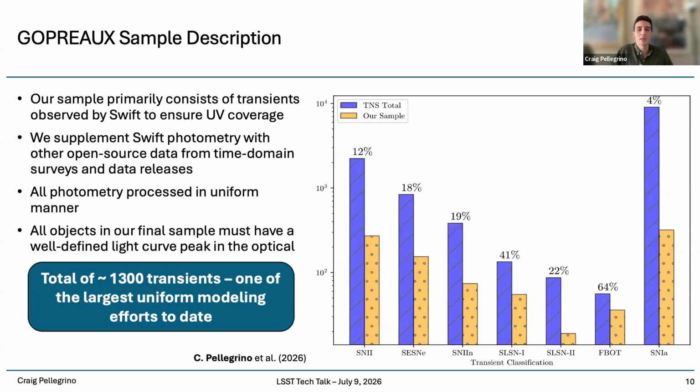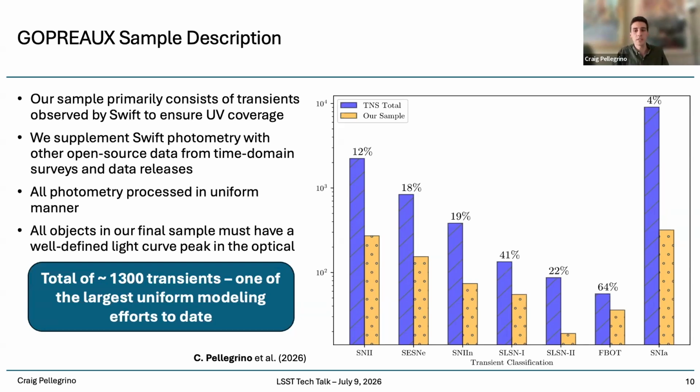So our sample is primarily driven by objects that have been observed by the Swift Observatory. And this is to really ensure that the objects that we're modeling have sufficient coverage in the ultraviolet. And again, this is because we're trying to build these spectrophotometric templates that extend all the way from the ultraviolet to the infrared to inform these modeling efforts of these high redshift supernovae. So this means that our objects are primarily low redshift or very bright supernovae because these are the ones that are more likely to have Swift observations.